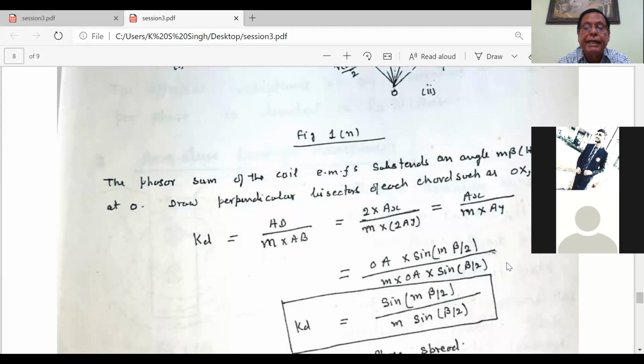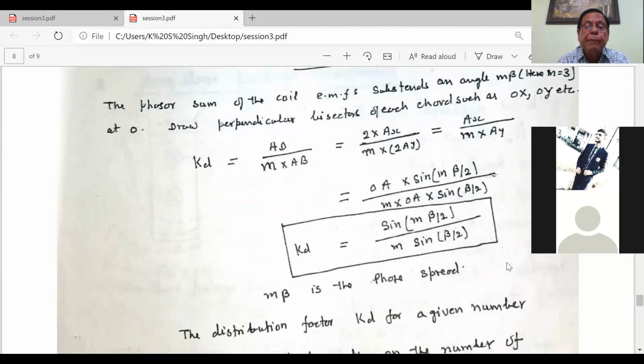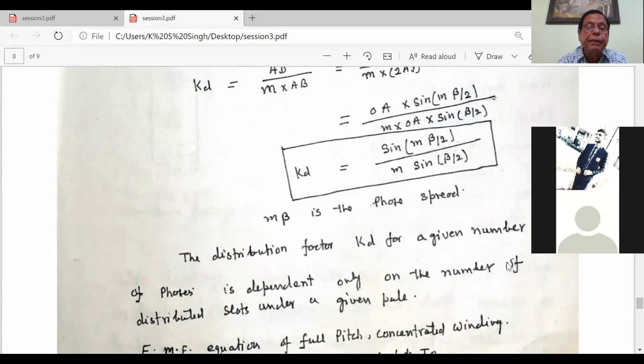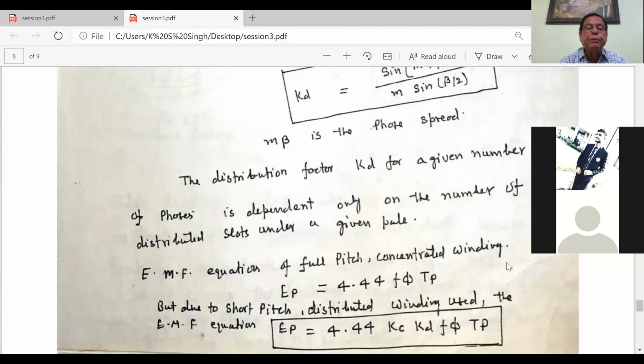The value of Kd, where mβ is the phase spread. Distribution factor Kd for a given number of phases is dependent only on the number of distributed slots under the given pole. EMF equation. Now, EMF equation you have already derived previously, that is 4.44 f φ T P.